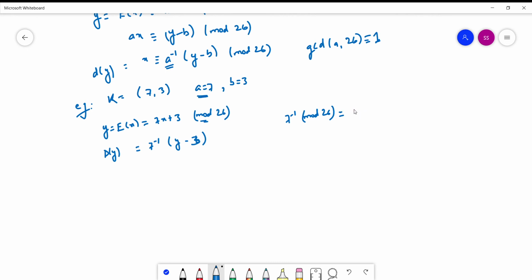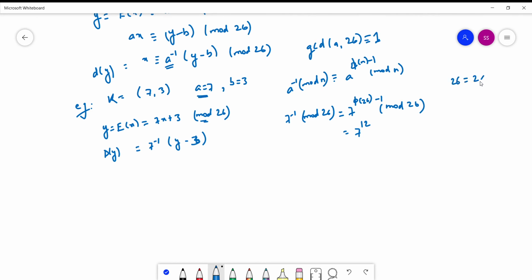So for 7 inverse mod 26, the formula was, if you have to find a inverse mod n, the formula is given as a to the power phi of n minus 1 mod n. So this will come to 7 to the power phi of 26 minus 1 mod 26. So we know that phi of 26 is 12. Let me show you that also.